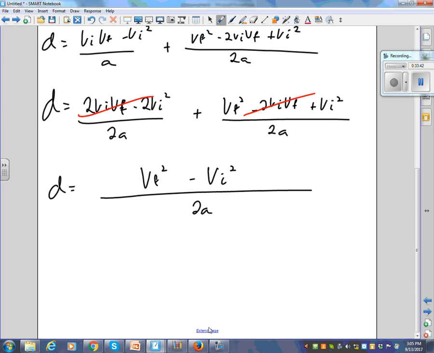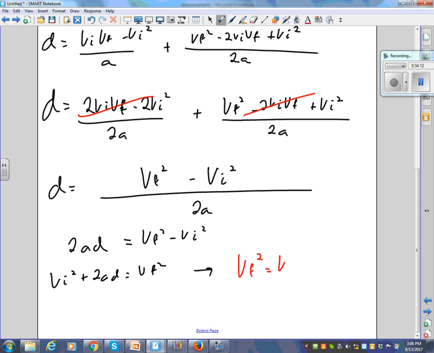Okay, so now I'm going to multiply both sides by 2a, and I'm going to get 2ad equals vf squared minus vi squared. We want the vf all by itself, so we have vi squared plus 2ad is equal to vf squared, and nobody likes it like that, so that becomes vf squared equals vi squared plus 2ad. It was on the other side the whole time. Mic drop.